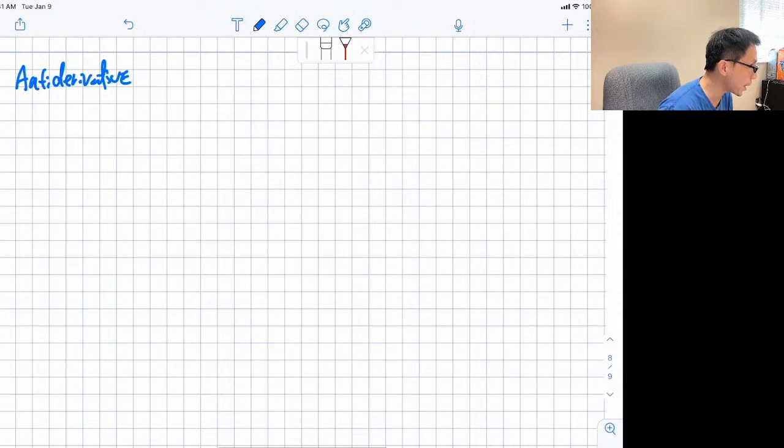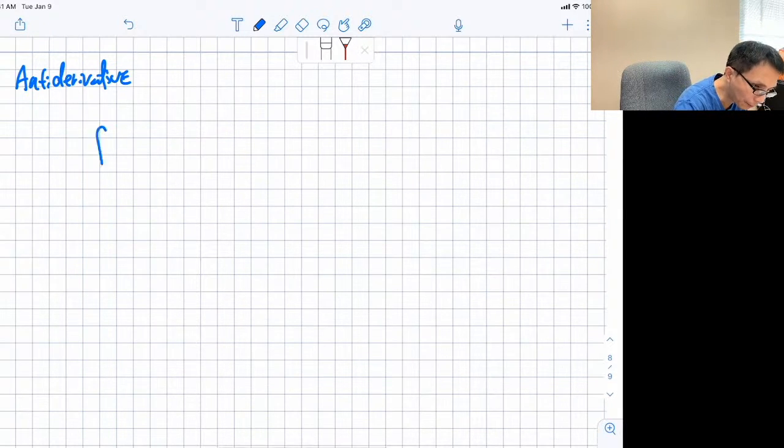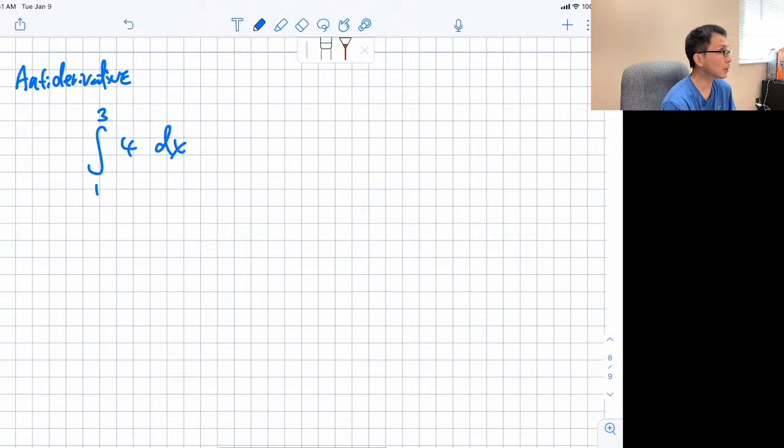Antiderivative is area under the curve. So what I mean by that is, they usually have the boundaries 1 and 3, and let's just say 4 dx, right? So what is it without knowing the rule of the definite integral? How would I find the area of this without using an integral? Like, let's just say I don't know how to take an integral. How would I do it?